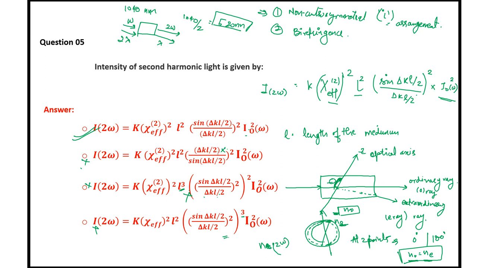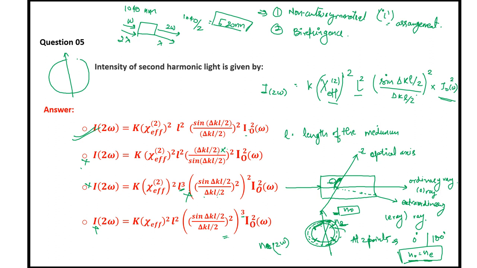Say for the ordinary ray, I draw a circle like this. And for the extraordinary ray, it is an ellipse which goes like this. So we get 1, 2, 3 and 4 points across this circle. Okay, I'll draw this diagram more clearly. Say this is the Z axis. Okay. And this is a circle.